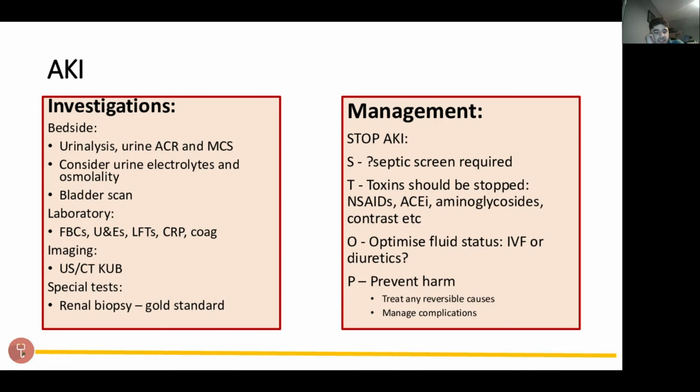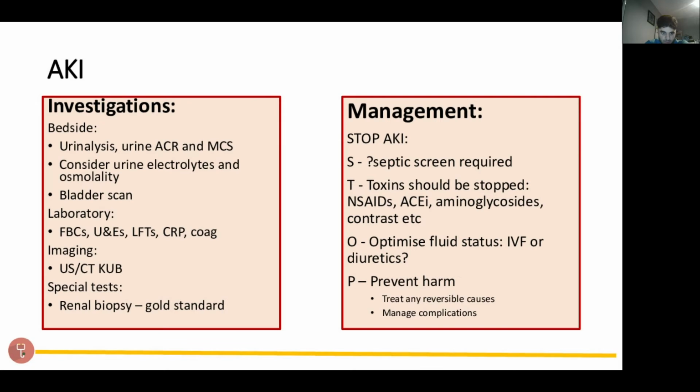I don't know if you guys have seen it done. It just tells you how many mils is in the bladder. If it's a lot, you might consider a post-renal blockage such as BPH. Then do your bloods, your basic bloods, and imaging such as your ultrasound KUB are helpful to, again, look for blockages.